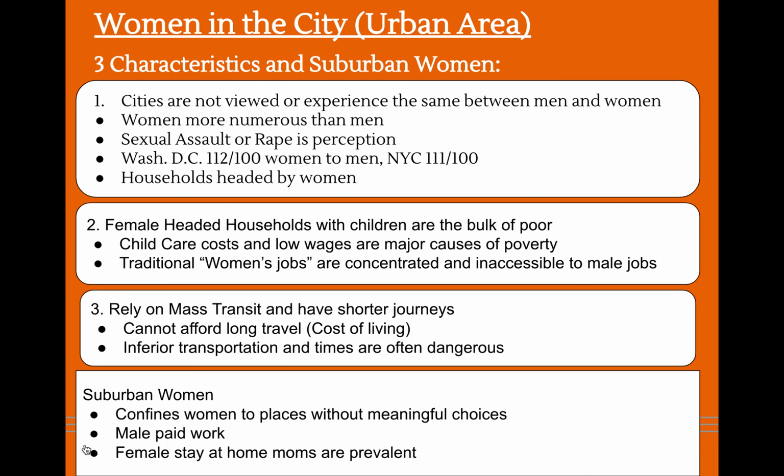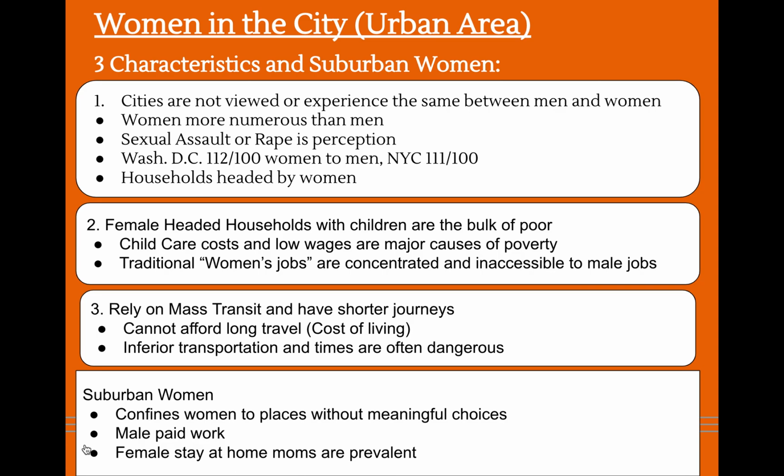Two, female-headed households with children are the bulk of the poor, as we just learned in the central city. 2/3 of all babies born in the U.S. are in central cities. Child care costs are high, and low wages cause them to go into poverty. So sometimes the child care costs are as much as their pay. So they offset, and there's zero revenue generated for the family. And then women traditionally are found in women's job roles, like clerical work or administrative work. And then women tend to rely on mass transit and have shorter trips.